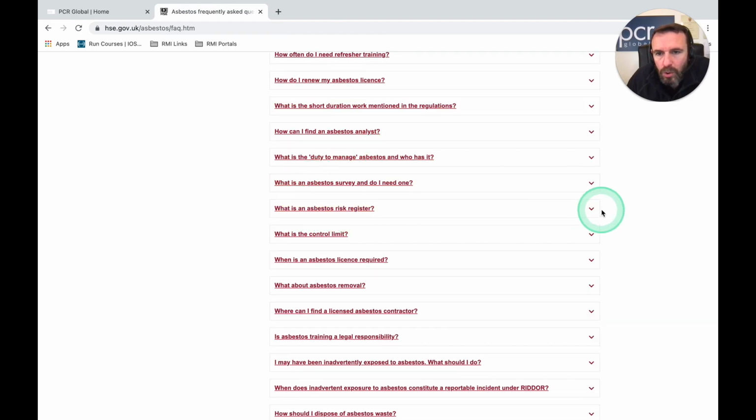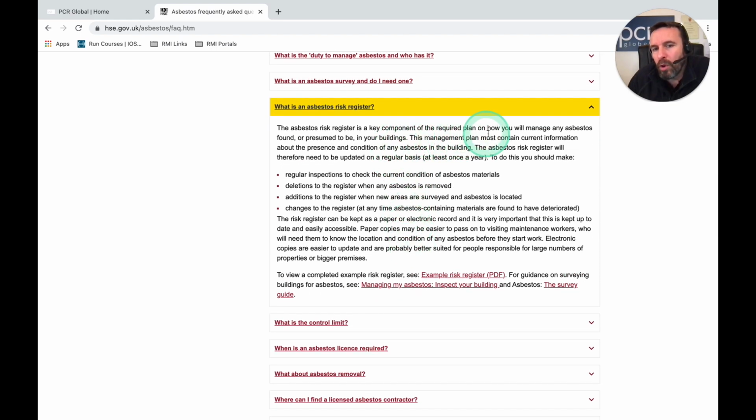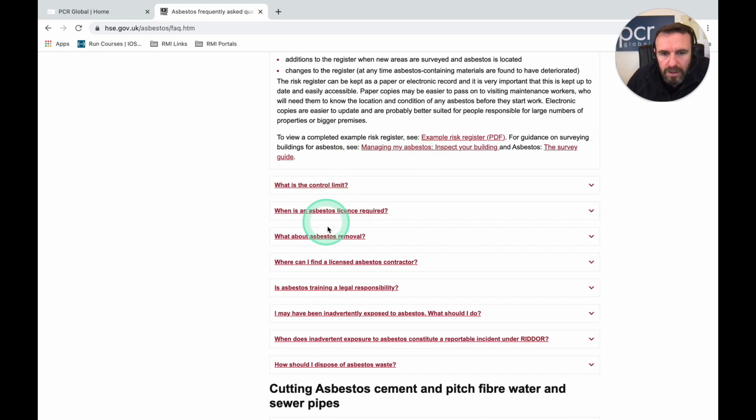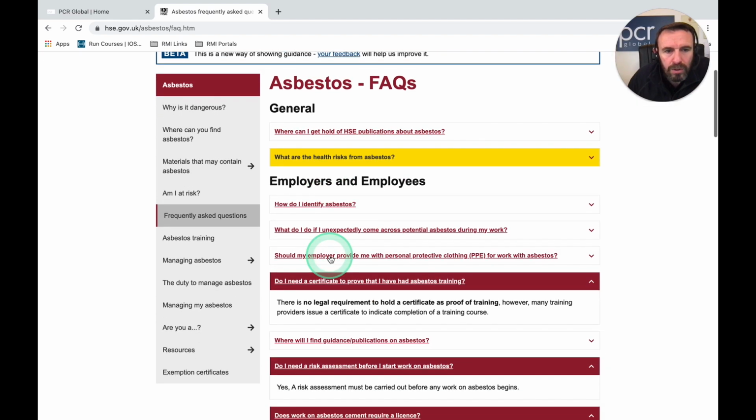What is an asbestos register? The asbestos register is a key component of the required plan on how you will manage any asbestos found or presumed to be in your buildings. The management plan must contain current information about the presence and condition of any asbestos in the building. The asbestos risk register will therefore need to be updated on a regular basis, at least once a year. We have control limits, licensed asbestos contractors, so a very important element.